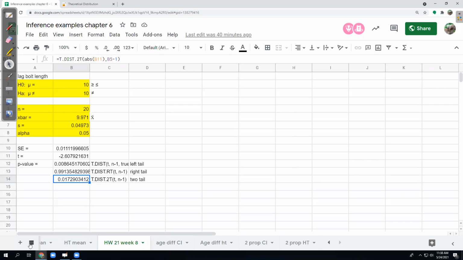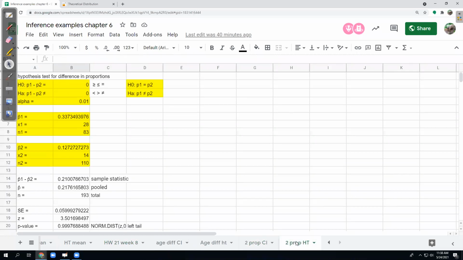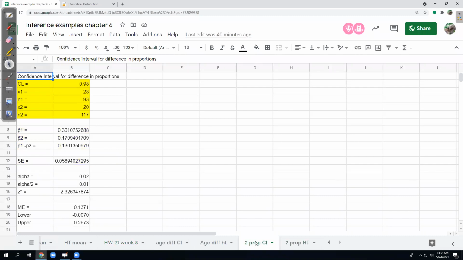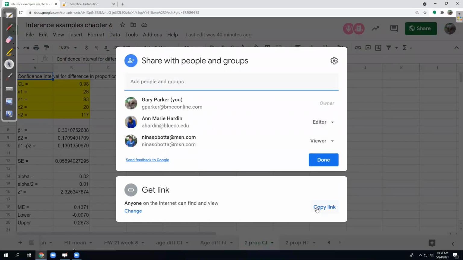So if you grabbed a copy of this earlier today, you might notice that way off on the right, I have a couple of 2 proportion tabs, 2 proportion confidence interval and a 2 proportion hypothesis test. So I'll walk through how I set this up, and we'll try to use it for this problem right here. Reshare this for anyone who's missing it.